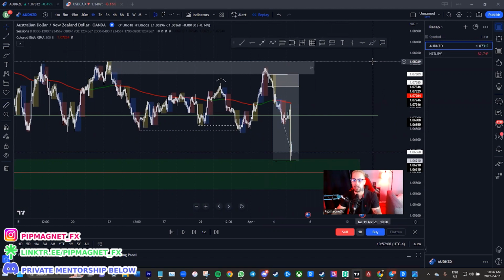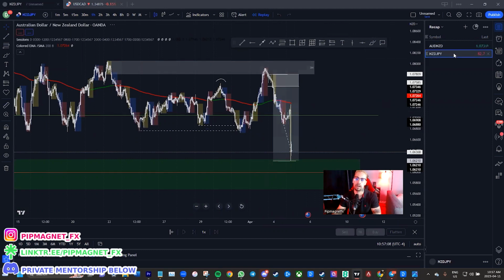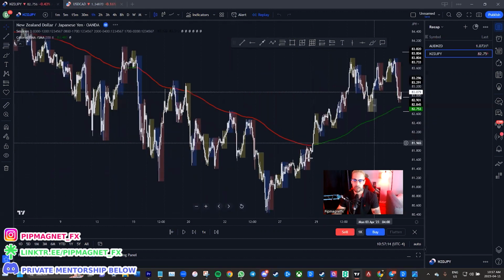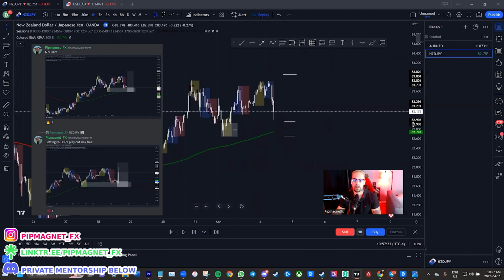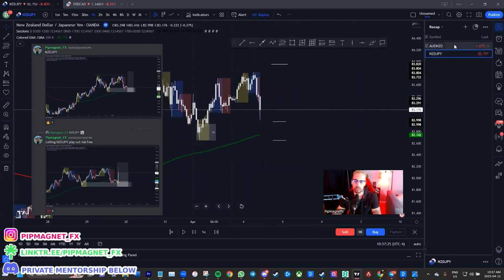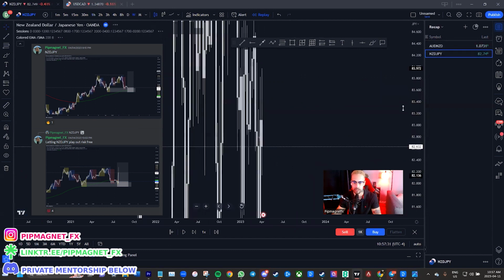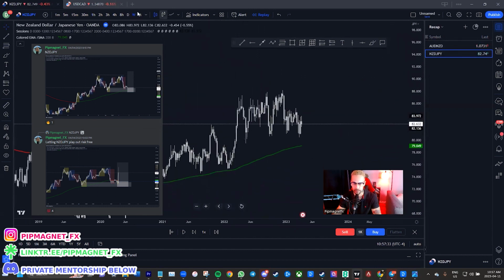So using correlations and knowing that there was New Zealand news coming out, I was also keeping my eye on New Zealand dollar Japanese yen. We could see if we just played the bars back in time here, what we were looking at, okay? So at the same time I was looking at the Australian dollar New Zealand dollar pair, I'm also looking at New Zealand dollar Japanese yen. We could bring it back to the weekly just to see what we're looking at in terms of price.